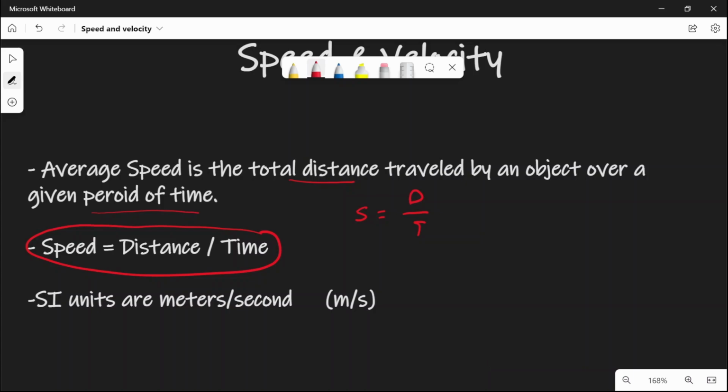And the SI units of speed are meters per second, because distance is represented in meters and time is represented in seconds. So as you can see, speed's SI units are meters per second.